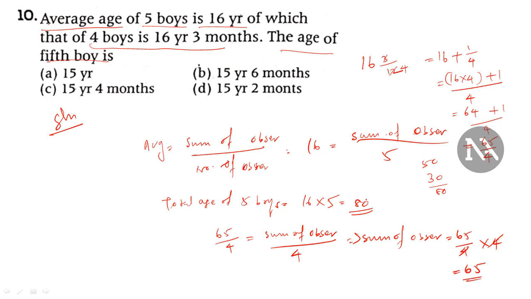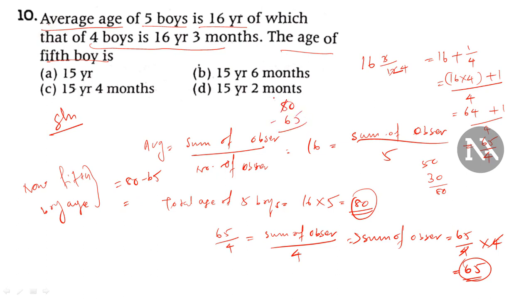Now the 5th boy's age is the difference between the 5 boys' age and the 4 boys' age, that is 80 minus 65, that will give you the 5th boy's age. So this will become 10 minus 5 is 5, 7 minus 6 is 1, so it is 15. 15 is the fifth boy's age.